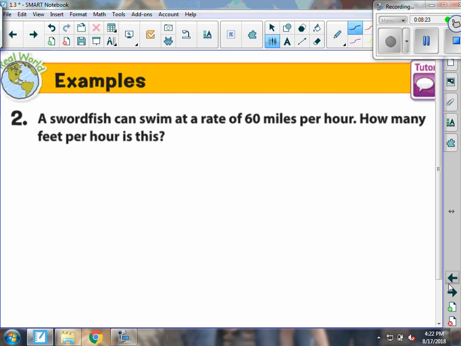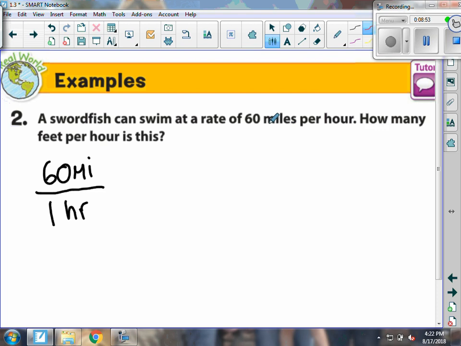Copy this one down. A swordfish can swim at a rate of 60 miles per hour. How many feet per hour is this? So go ahead and pause this if you need a moment to copy this down. Okay, we're going to set up our first fraction. So our first fraction will be 60 miles per, that's over, hour. We have 1 hour.